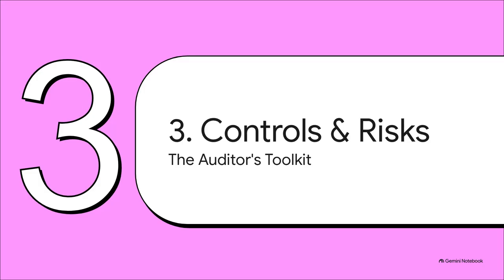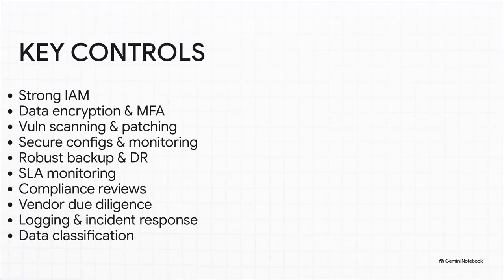Section 3, Controls and Mitigating Risks. Let's open up the auditor's toolkit. Number 7, Key Controls to Mitigate Risks. These are your primary weapons, so we aren't skipping a single one. 1. Strong identity and access management and least privilege access. 2. Data encryption at rest and in transit, plus MFA enforcement. 3. Regular vulnerability scanning and patch management. 4. Secure configurations and continuous monitoring.